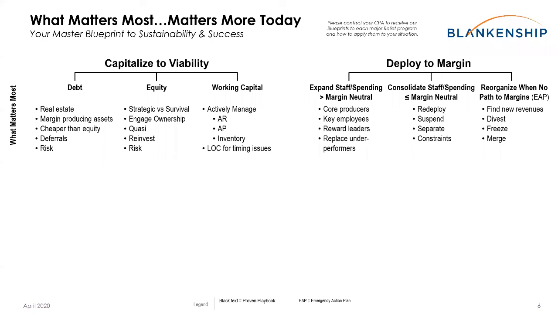And then lastly, reorganize with no path to the margin, emergency action plan. That's what EAP means. So if there is no path to margins, if you're only negative, it's very important to consider what options you have there. One is find new revenues. We have clients that have spun up other activities. One, I think of a distillery that's making hand sanitizer. I think of folks that have switched the products that they're manufacturing in our client base. And of course, we're hearing about this all over the nation. Consider new revenue streams, whatever those might be for you.